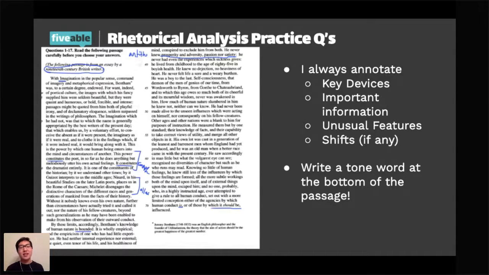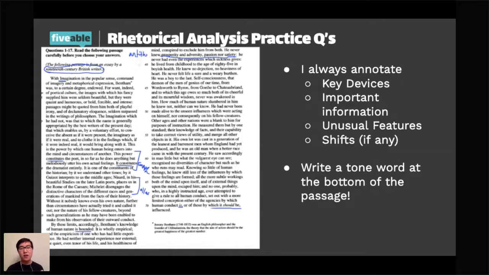So I always annotate key devices and literary techniques: ethos, logos, pathos, metaphor, simile, anaphora, analogy, things like that. I also underline any important information because that might come up later on. I also look at unusual features and shifts. Something I learned this year in English literature, and wish I did last year, is that at the bottom of every passage, make sure you write a tone word, or if there are shifts in the passage, write 2 tone words. That way you'll know later on, oh, this tone is this.